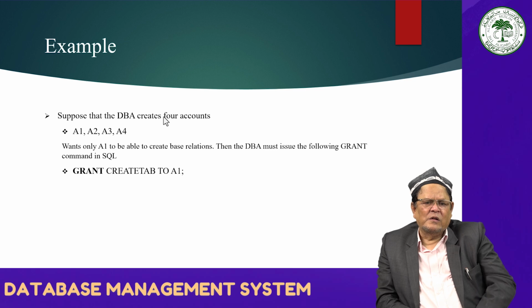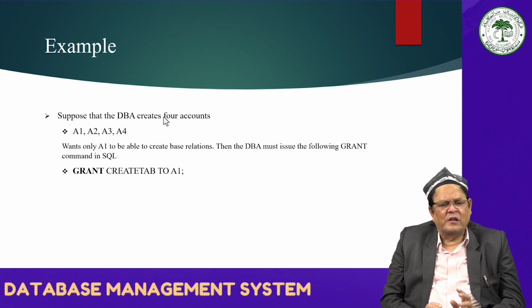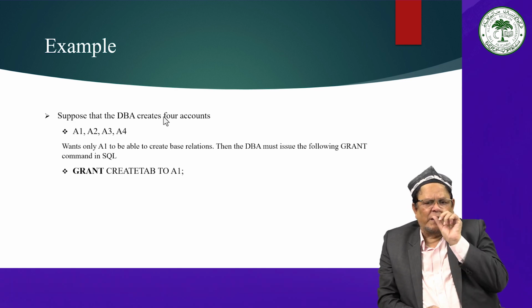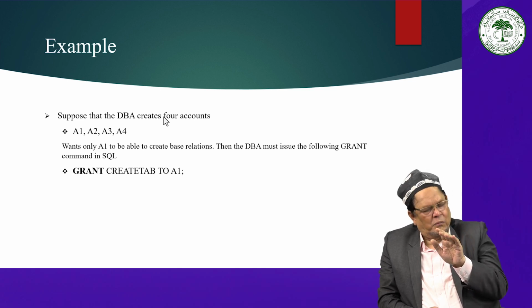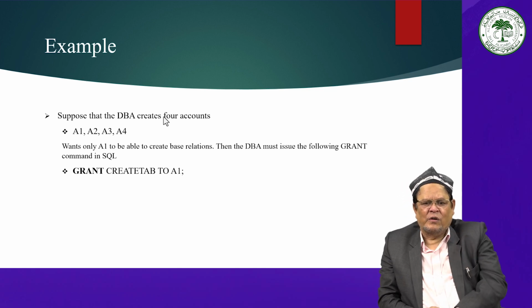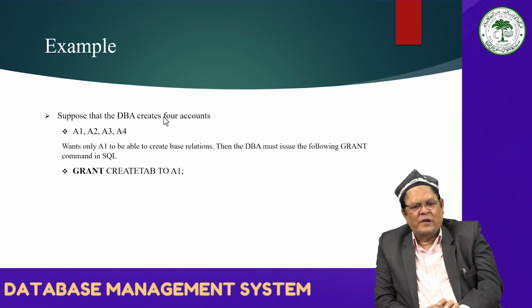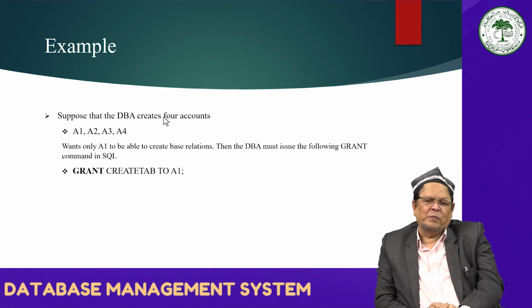I am taking one example. Suppose that the DBA creates 4 accounts: A1, A2, A3 and A4. The 4 accounts the DBA has created. And the DBA wants only A1 to be able to create relations. Not all the account holders A1, A2, A3, A4 may create; the DBA wants only A1 to be able to create a relation. Then the DBA must issue the following grant command. What will we write? GRANT CREATE TABLE to A1 only. It will grant the privilege to A1 only.